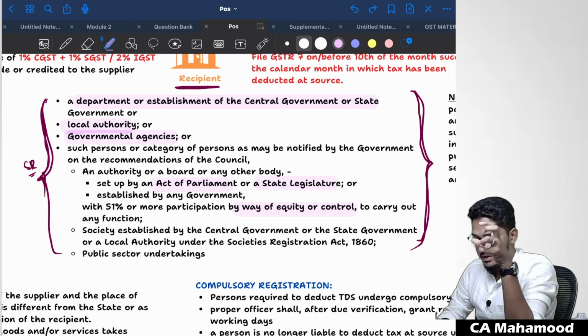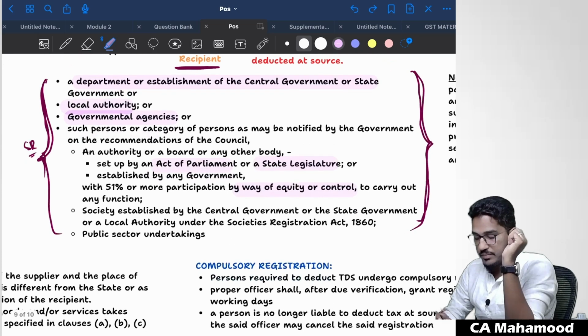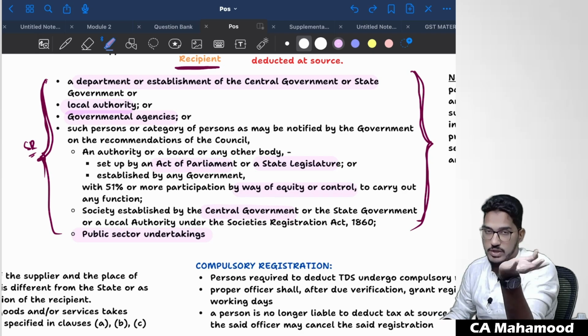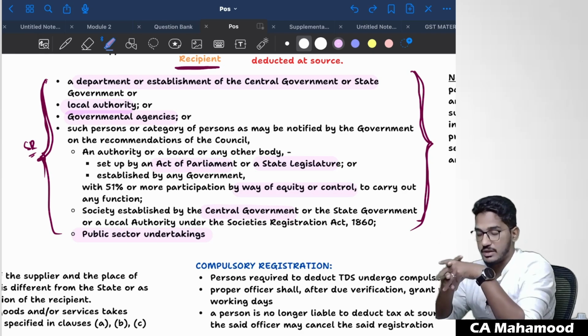That means the government has created, either by Parliament or state legislature, an authority or body, and in that authority 51% or more of equity or control is held by the government itself. Or a society which is established by the central government or the state government or a local authority under the Societies Registration Act 1860, or any public sector undertaking like Indian Oil Corporation, ONGC. These all come under public sector undertakings.